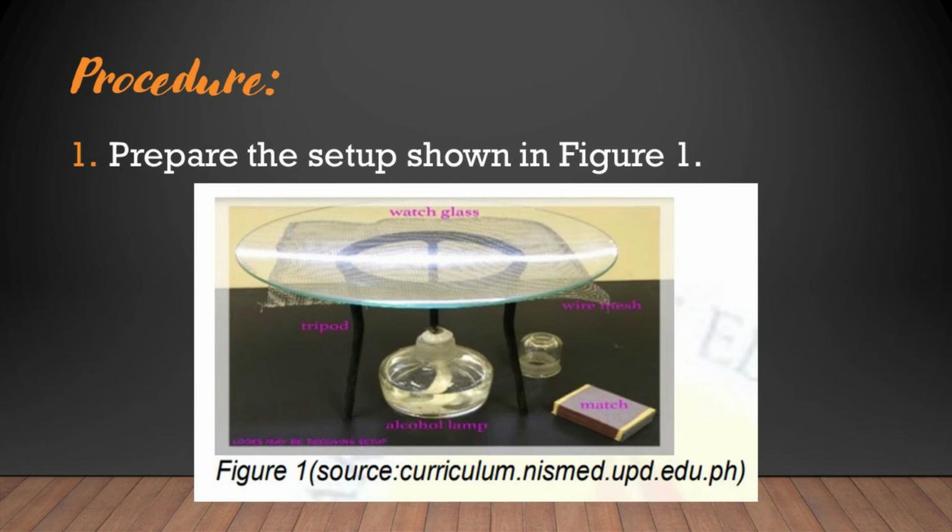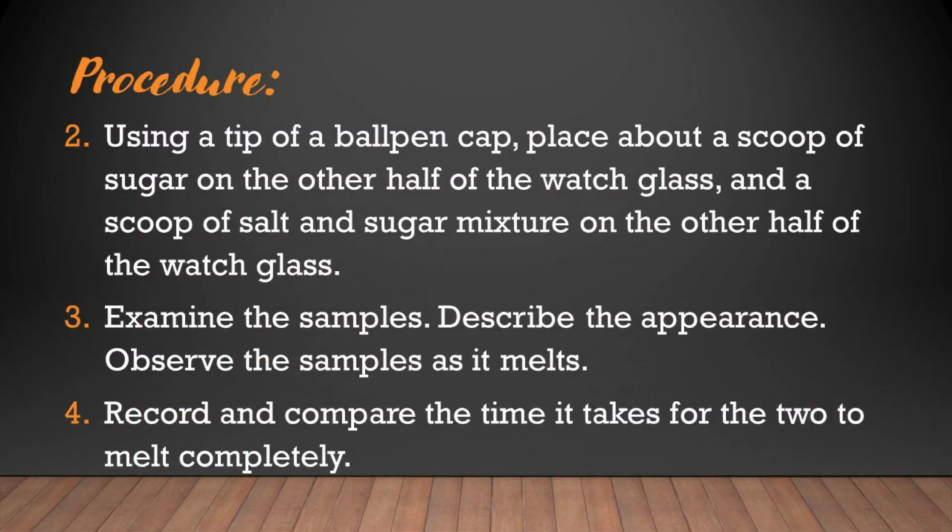Procedure: 1. Prepare the setup shown in Figure 1. 2. Using a tip of a ballpen cap, place about a scoop of sugar on one half of the watch glass and a scoop of salt and sugar mixture on the other half of the watch glass. 3. Examine the samples. Describe the appearance and observe the samples as they melt. 4. Record and compare the time it takes for the two to melt completely.